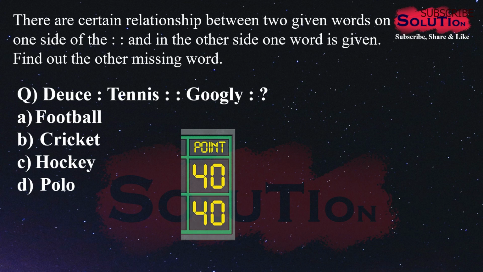So what is the word googly related to? Googly is related to cricket. Most of you may have seen what bowlers do when they are bowling, or spinners especially, they bowl some kind of googly. The off spinner is doing leg spin. The leg spinner is doing off spin. So these are known as googly.